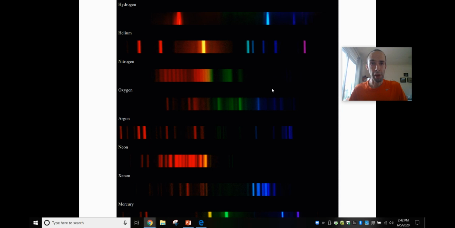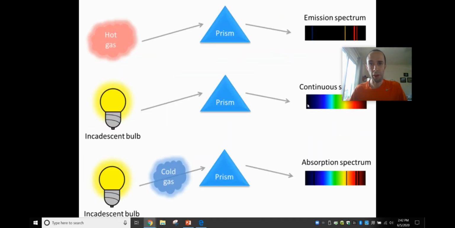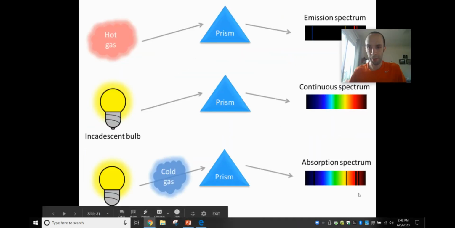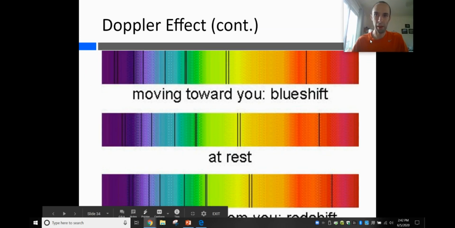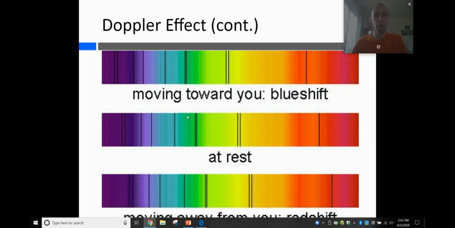Now, if we compare this to what we were talking about earlier, so we're looking at this absorption spectrum of hydrogen. Only these wavelengths are absorbed. Now let's talk about that in the context of the Doppler effect. A hydrogen star that is at rest is going to have these lines on here at different wavelengths. However, a star that is moving is going to be shifted toward the red end of the spectrum.